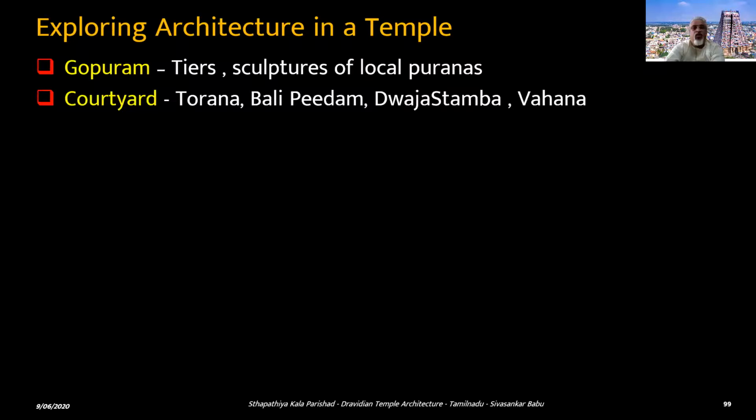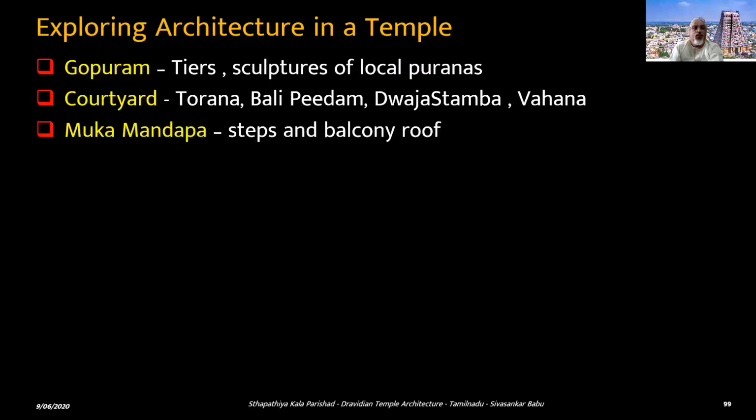When you enter, you see how the Torana, Balipidam, Dwajastamba, Vahana are there. And this is the area in Pandya temples and other areas where maximum sculptures, like the sculptural pillars, are there. Then when you enter the Mukhamandapa through steps, look on top on the balcony and see the Kapotham and then Kodungai and how they are structured, and what the stories and the panels are on the sides of the steps.